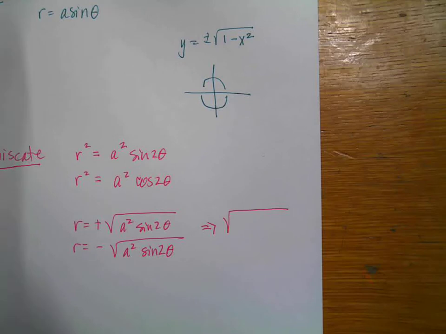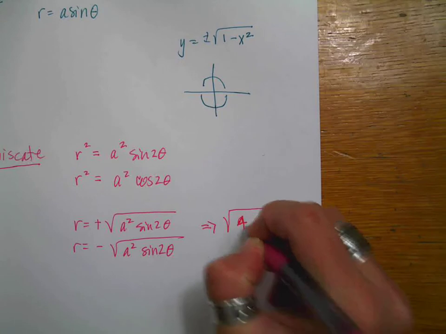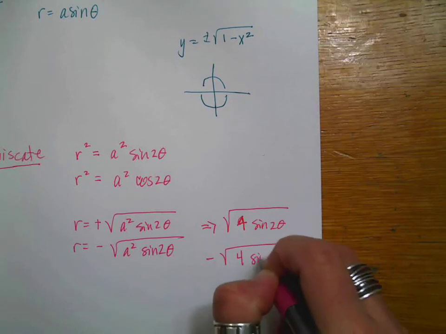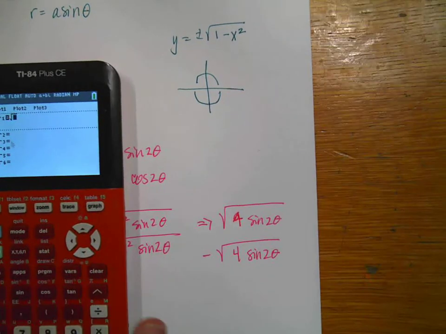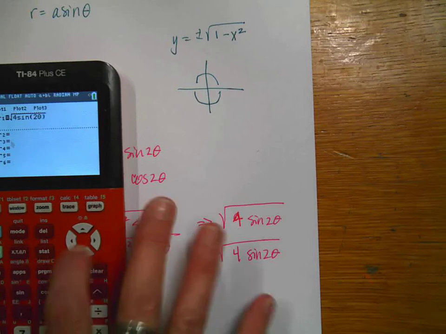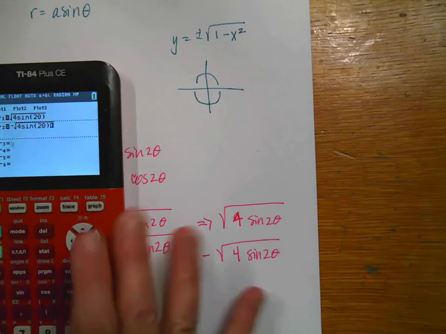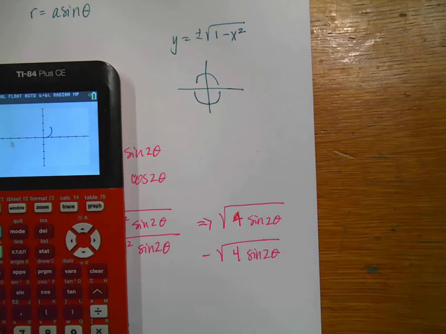So I'm going to do the square root of, as I try to get my computer to come back. Actually, 9 is probably going to be too big. So let's do 4, because 2 squared is 4, sine of 2 theta, and then we're going to enter a negative square root of 4 sine 2 theta. Okay, so if we go to our y equals, I'm going to enter the square root of 4 sine 2 theta, and then the negative square root of 4 sine 2 theta, close, and then I'm going to hit graph. And actually, I'm going to stop. I'm going to go back and do my Zoom 7. All right, so let's see what happens.